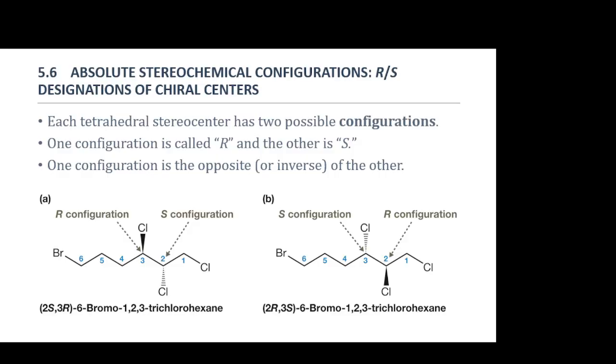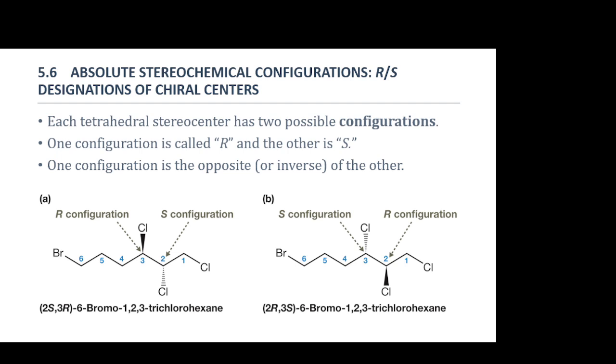Okay, so the absolute stereochemical configurations are RS designators of the chiral centers. Each tetrahedral stereocenter is going to have two possible configurations. One configuration will be called R. The other configuration will be called S. One configuration is going to be the opposite or the inverse of the other. Essentially, they'd be mirror images of each other that are not superimposable, right? And this is what I've been talking about with chirality before. Now we're just going to learn how to name them, okay?